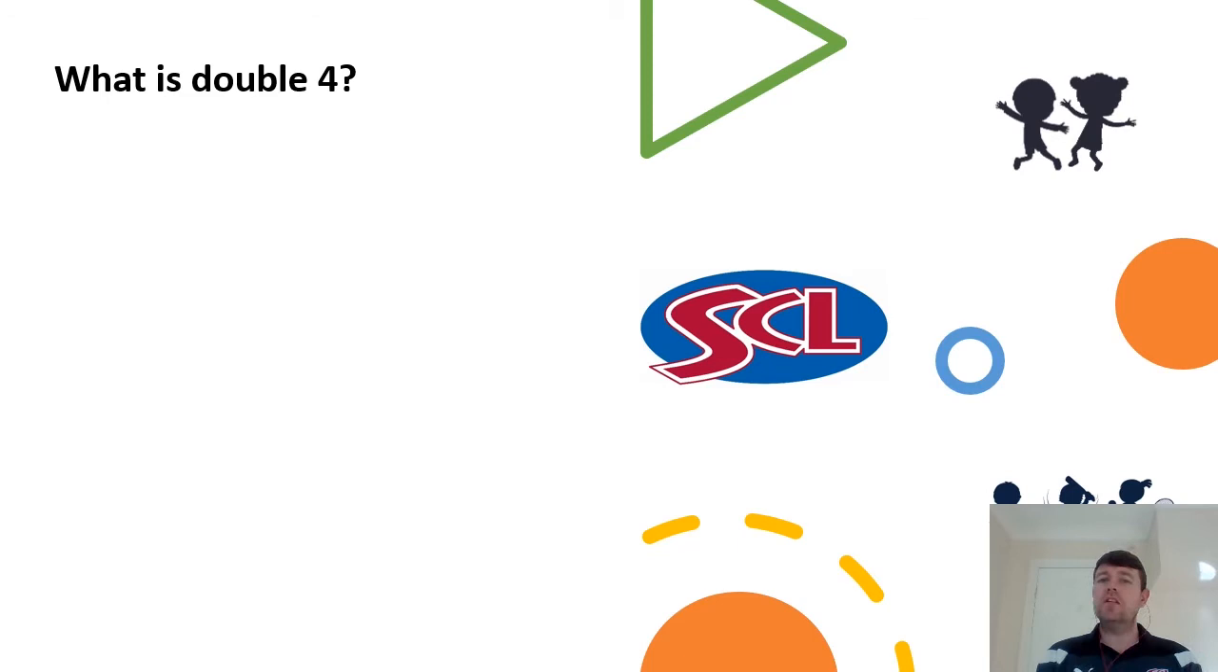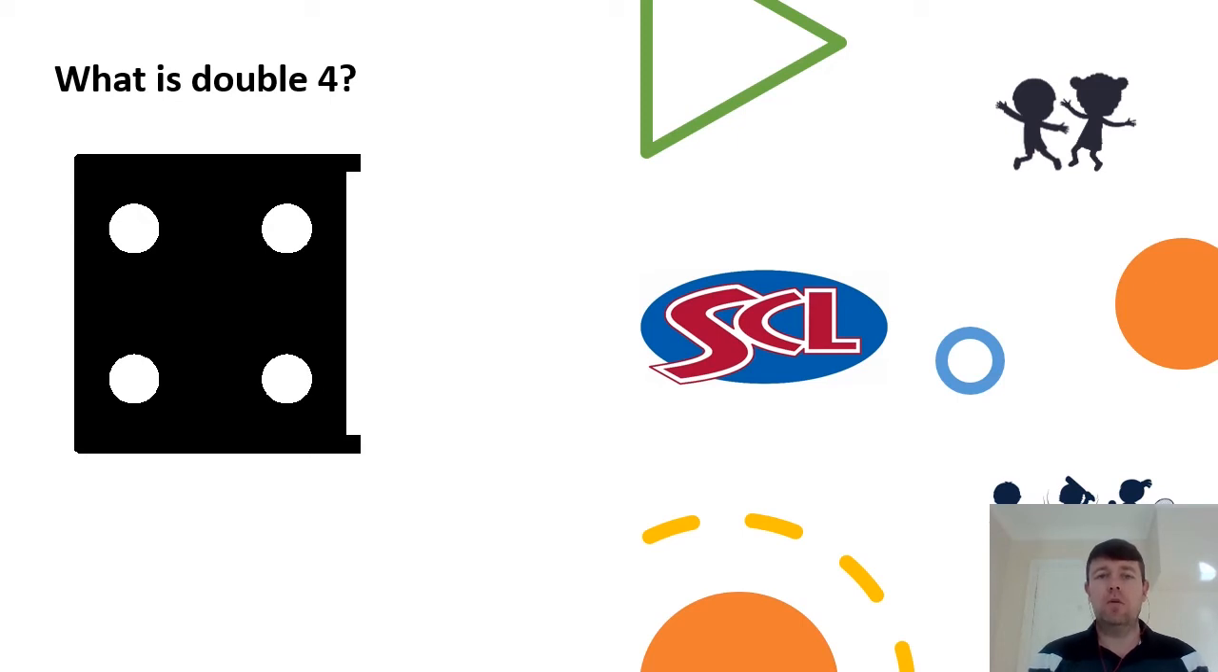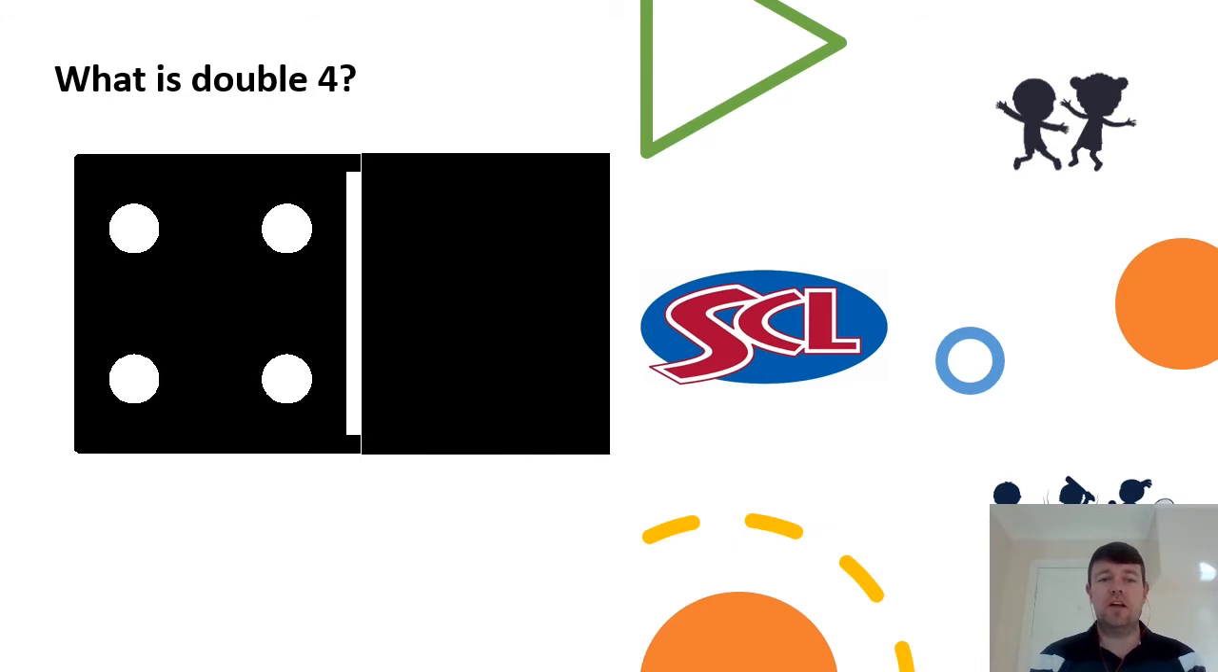Okay, so what is double 4? Same process. We take our new domino card and we put 4 dots. So do that now for me. Put your 4 dots on your domino card. So you should have something that looks like this. 4 dots on one side, blank on the other.